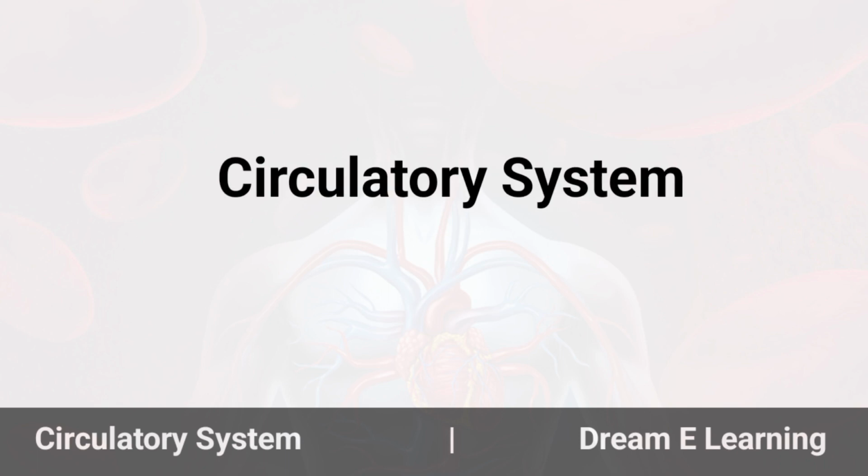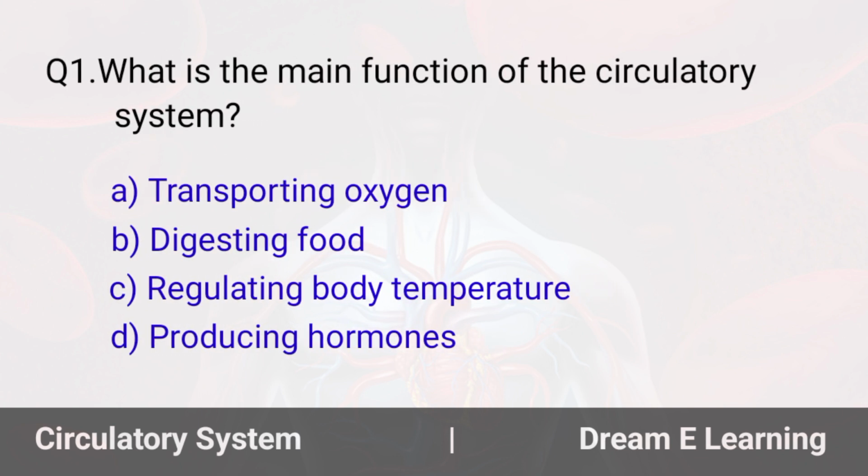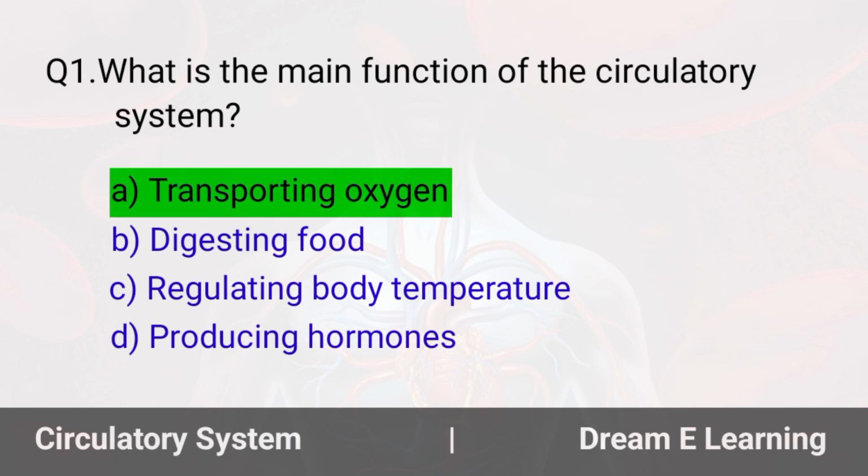Circulatory system. Question number 1. What is the main function of the circulatory system? The correct option is option A, transporting oxygen.